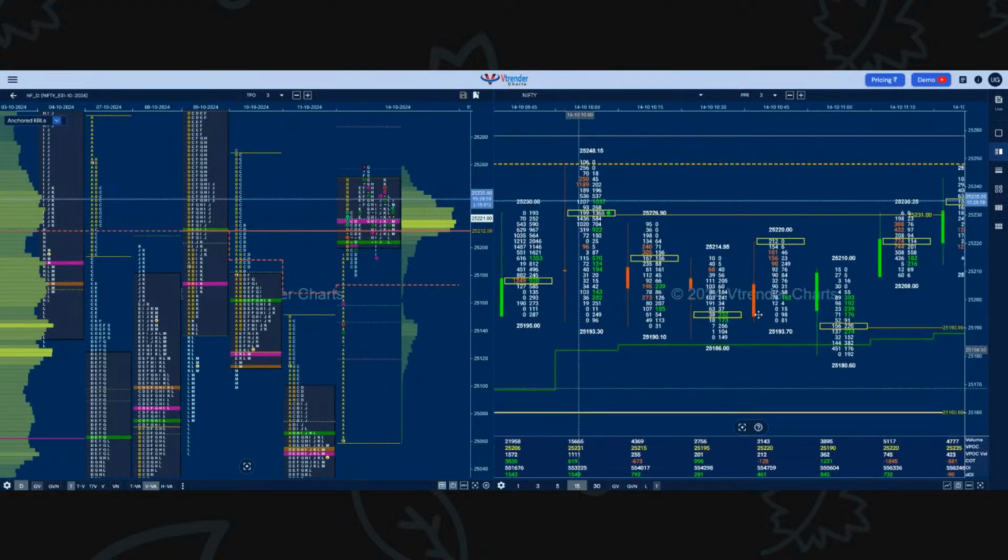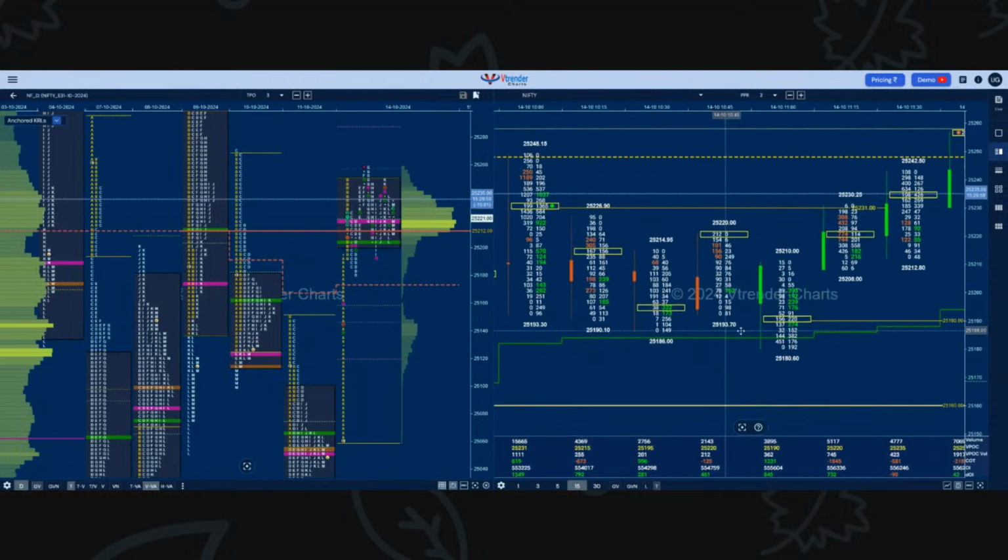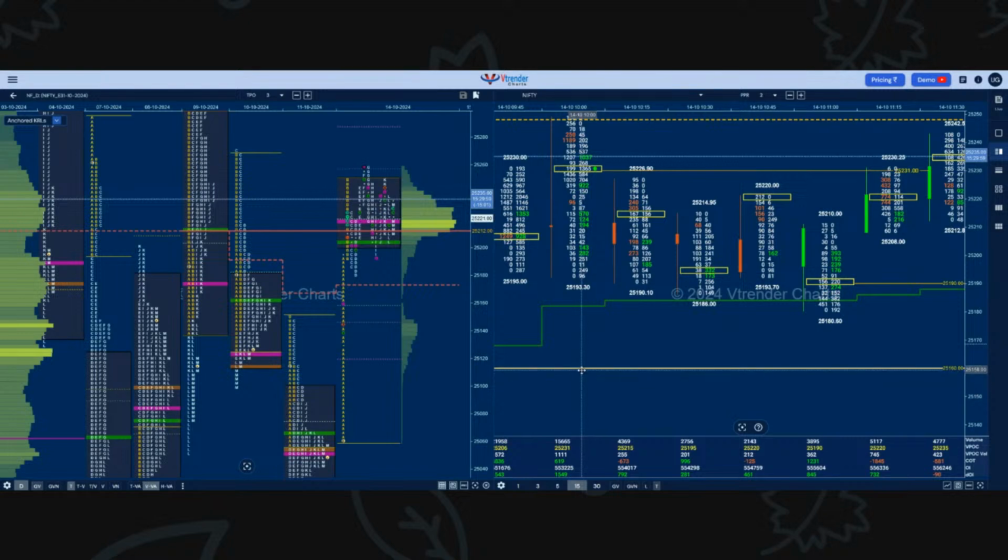Although we did not get a big range extension as such, what the buyer did at the start, he defended that zone. So this will continue to be a good reference, this 25190, the RB which we got at the VWAP test, will be an important reference for tomorrow, along with this 25160.